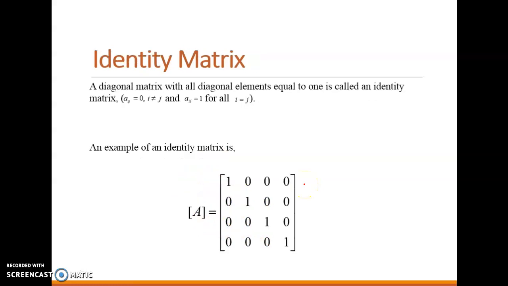Okay. So next is identity matrix. In the identity matrix, all the non-diagonal elements are 0 and all the diagonal elements are 1. So this you have to remember. In identity, all the diagonal elements should be 1. So this is the example of a 4 by 4 matrix, and in the case of 3 by 3, also 2 by 2, also the diagonal elements should be 1.